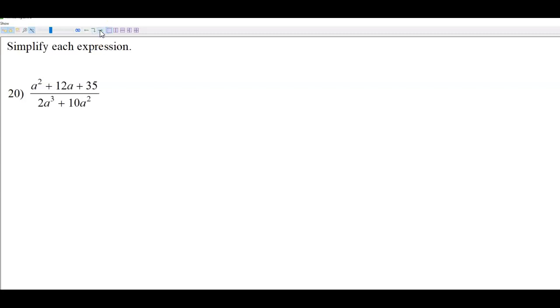Okay, so this is a rational expression. It asks us to simplify it. So the way that you simplify is you factor and cancel.